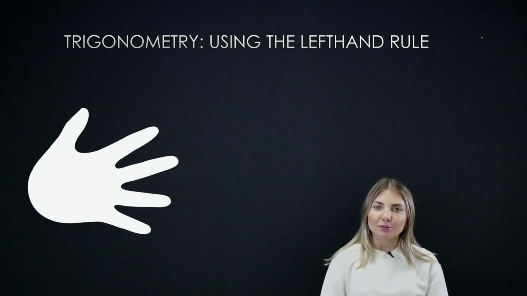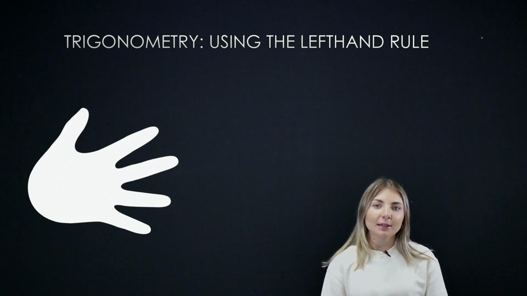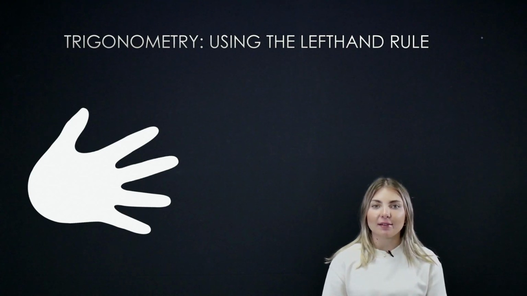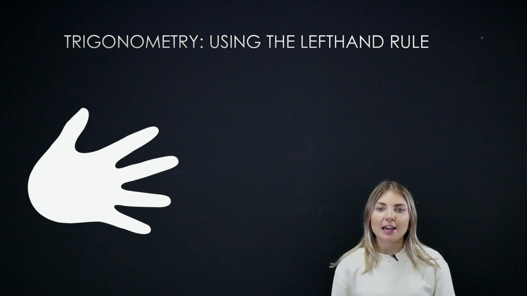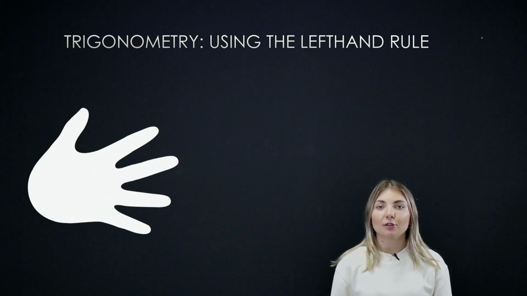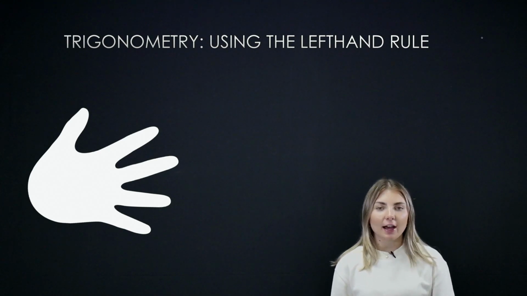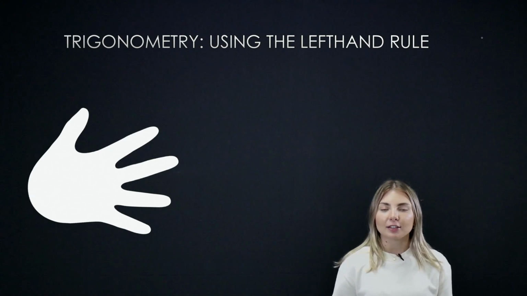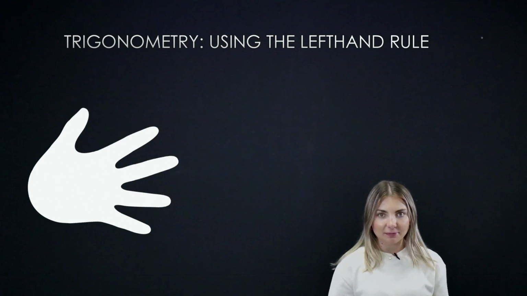Now we're going to move on to our next topic that I'm going to cover today, and this is going to be about trigonometry on the MCAT, and specifically using a left-hand rule trick in order to solve trigonometry questions that you may encounter. So sometimes it can be hard to find the sine of certain degrees without a calculator, but this trick should hopefully make this a little bit easier.